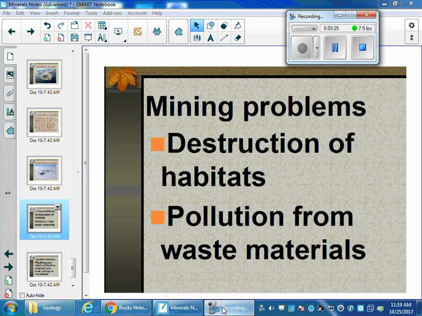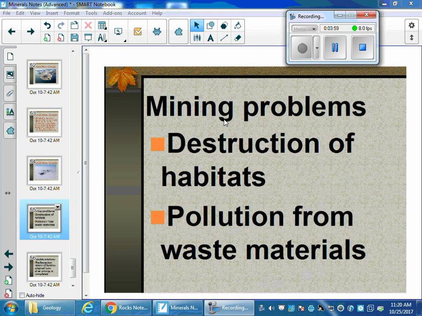So one of the things that happens or can happen with mining is destruction of habitats. So where animals, plants, people live gets destroyed because it's being dug up to get certain minerals out of the ground. Another problem is the pollution from the waste materials. Sometimes there are materials that are left behind or used or dug up that are also harmful to the environment and cause pollution. Things like arsenic and sulfur, depending on what type of mine you're looking at.